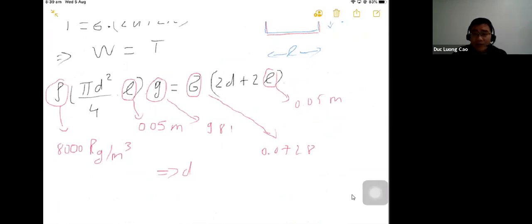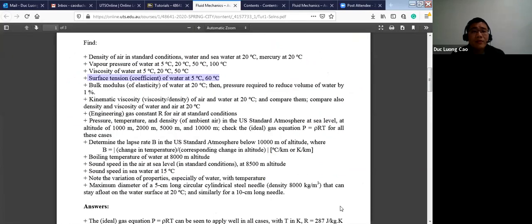So this is the surface tension coefficient you can find from the table, and from the surface tension coefficient you can find the surface tension force. Surface tension force is equal to surface tension coefficient times the contact length between the object and the water surface.